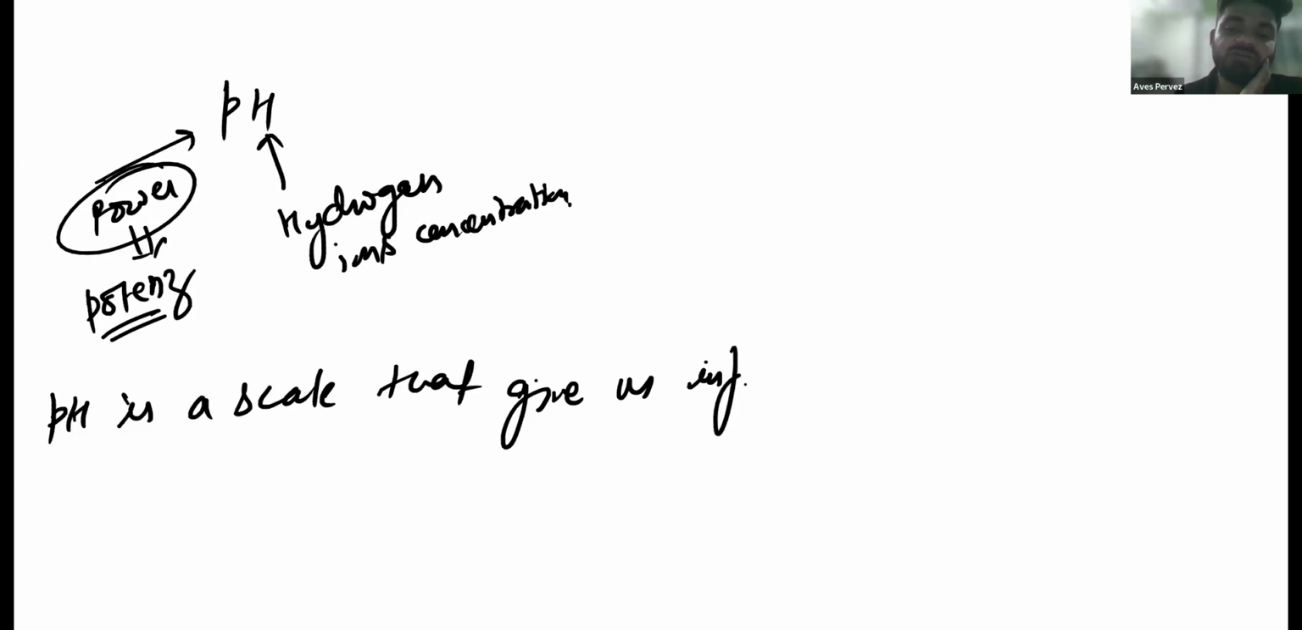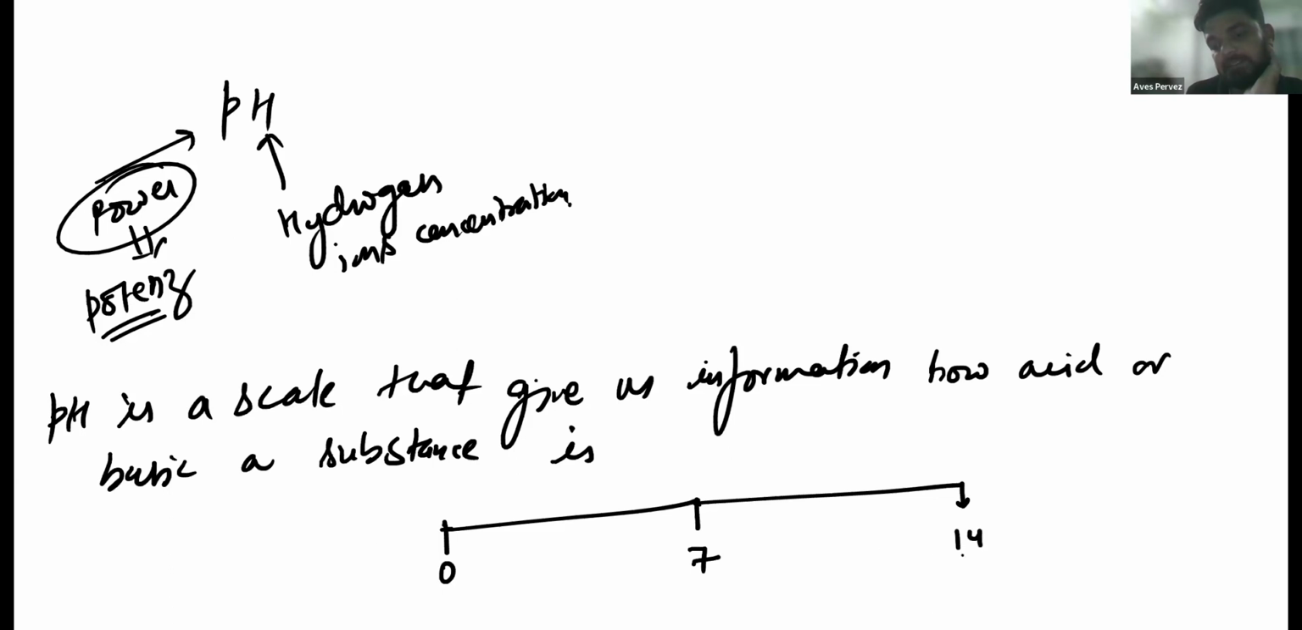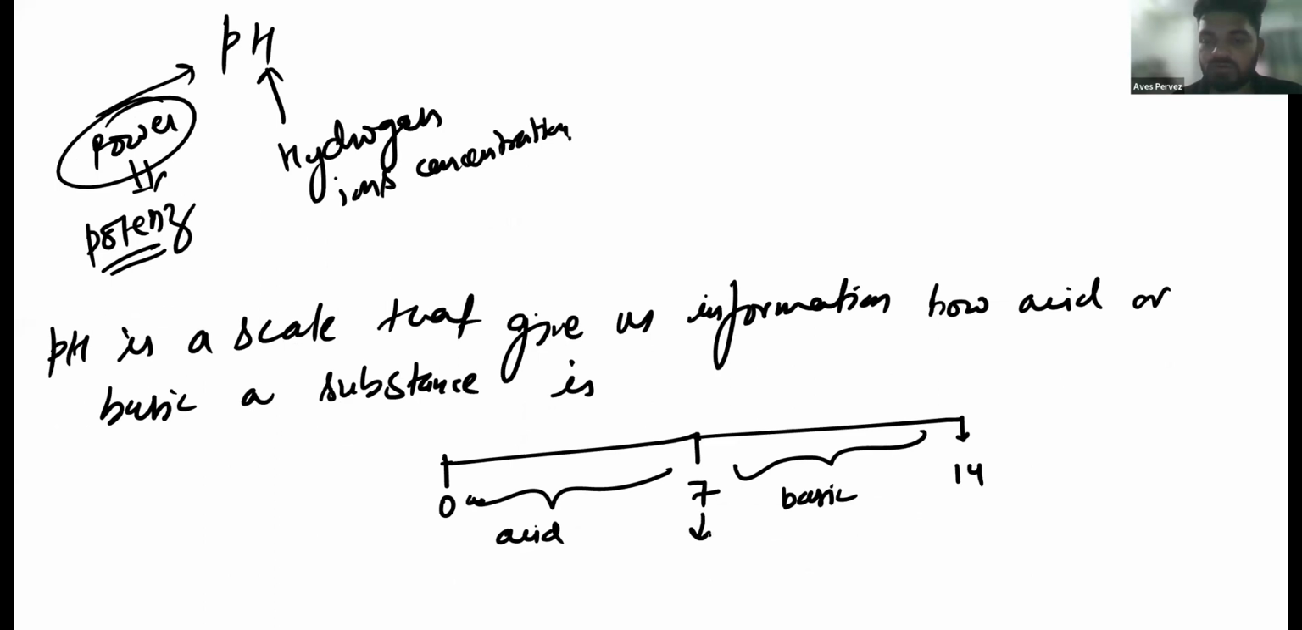us information on how acidic or basic a substance is. So we can write it. We have 7 here, we have 0 and we have 14. This range indicates acidic, this range indicates basic, and 7 indicates neutral. Note it down fast.